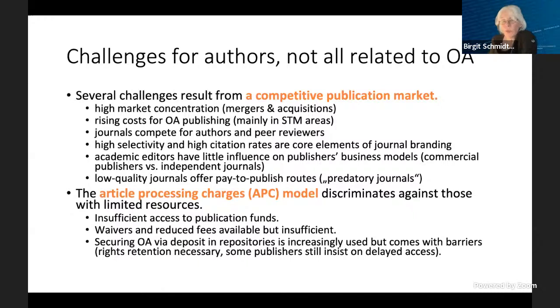And with the fee model, when authors come from well-funded institutions, they will likely not be able to get a fee waiver. They have to look around for where the money comes from. There are waivers for people where the GDP in the country is low, or reduced fees, but this is certainly not a sufficient solution for this prohibitive article processing charges model.